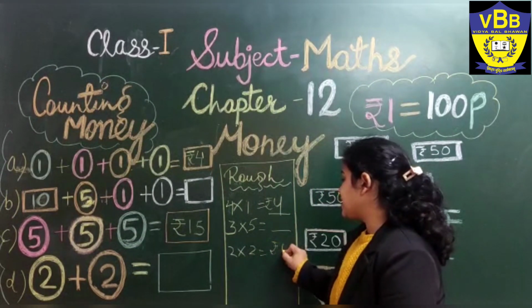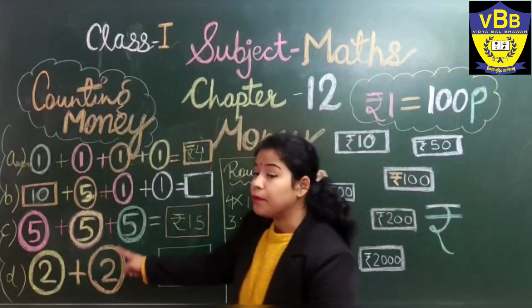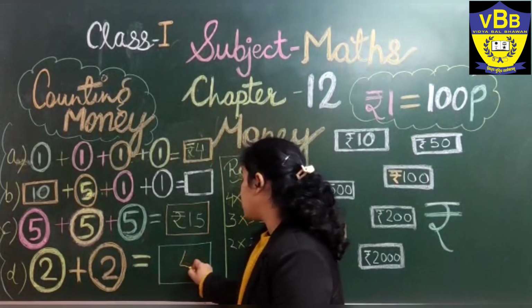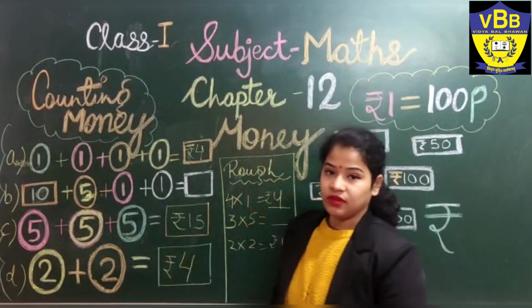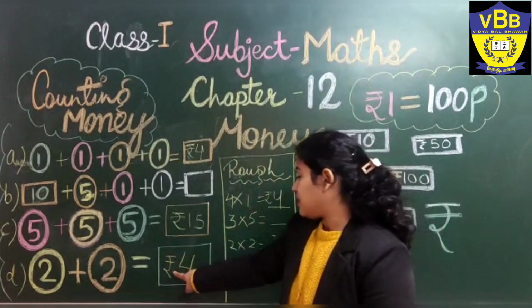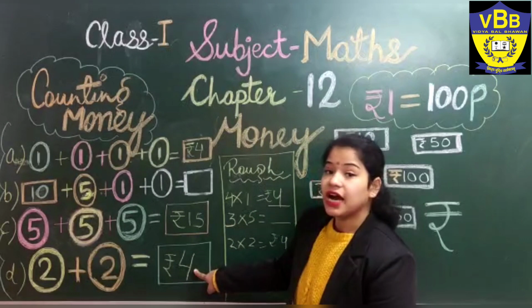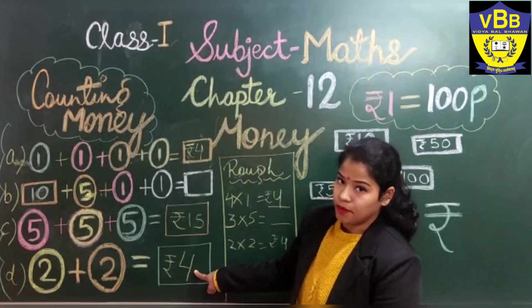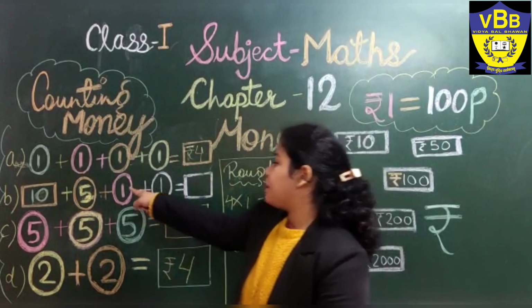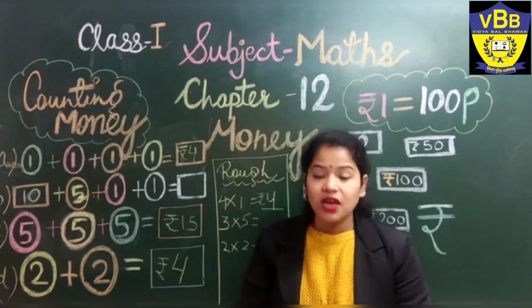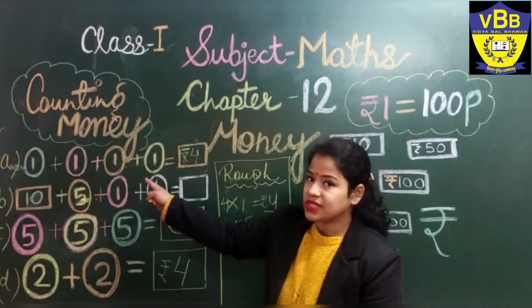Yes, rupees 4. Very good. Now you all got it now. When we write the money now, then we have to write what? Rupees sign. Got it? We have to write rupees, the symbol of rupees before the digit, before the number. Got it?